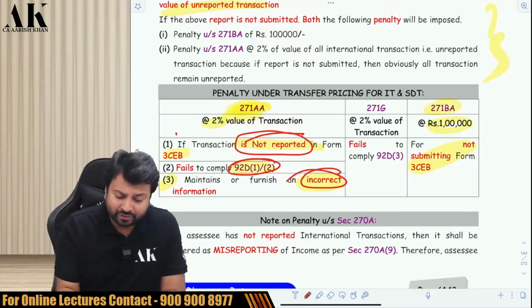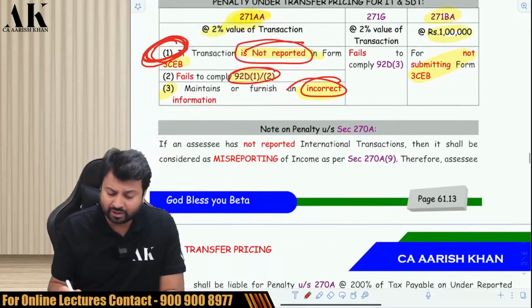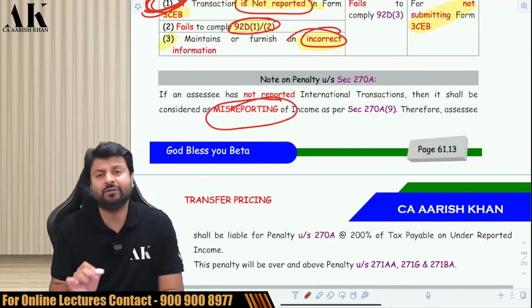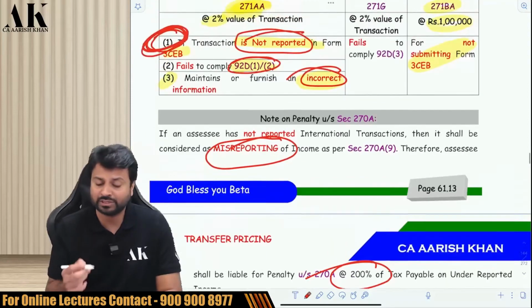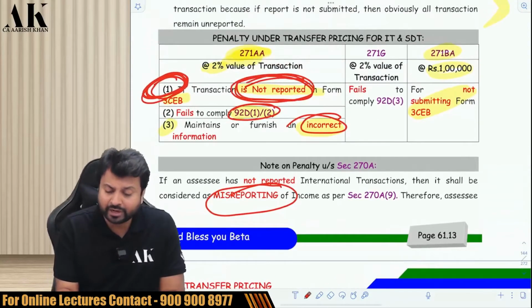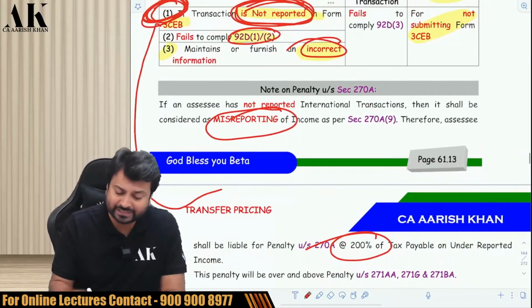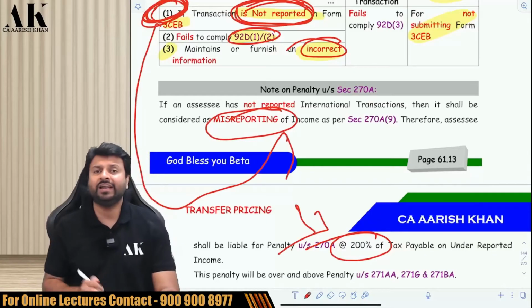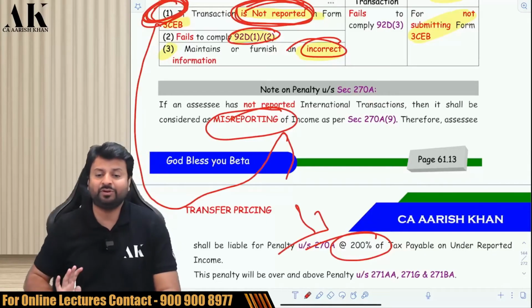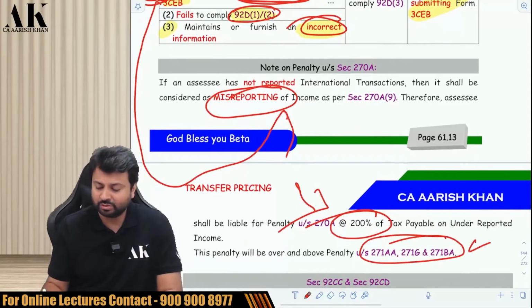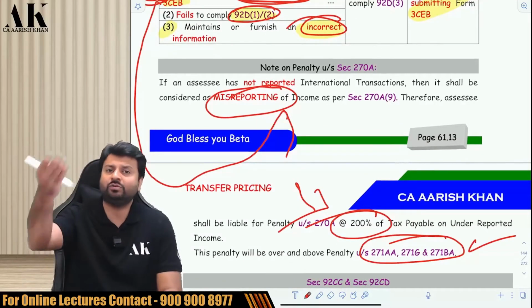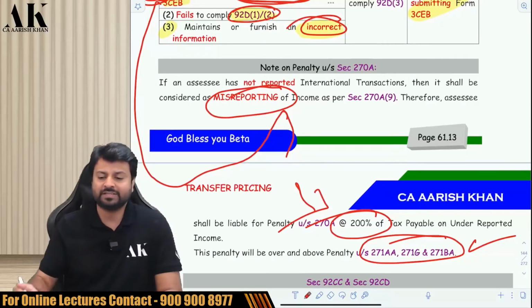Apart from that, if you do not report a transaction, there will also be a misreporting of income which will be considered, and there will be 200% penalty. 200% of the tax payable will be imposed as penalty. So if you do not report a transaction, there is one more penalty which is coming, which is 200% of your tax payable. That penalty will also be imposed on you over and above what? 271AA, 271G and 271BA. Over and above all this penalty, 270A will also be imposed, 200% of the tax payable.